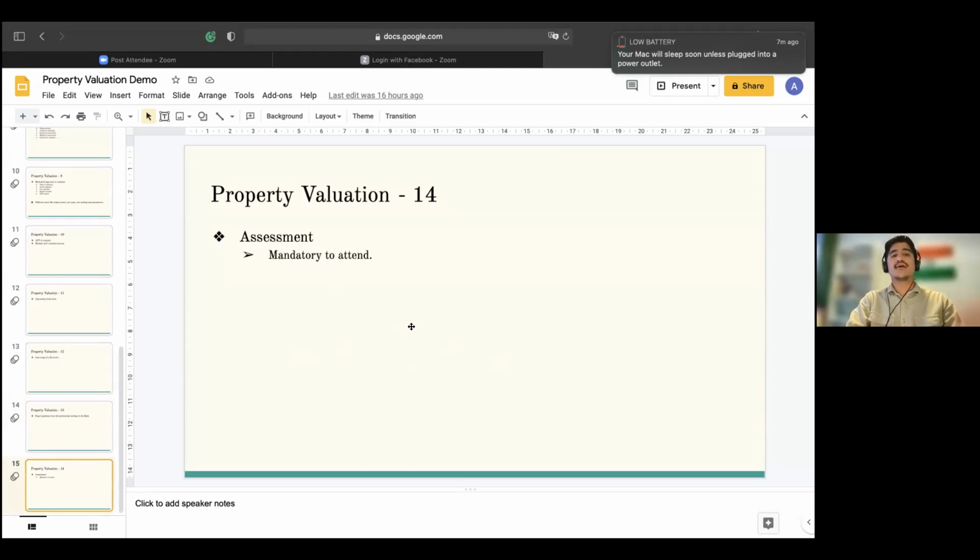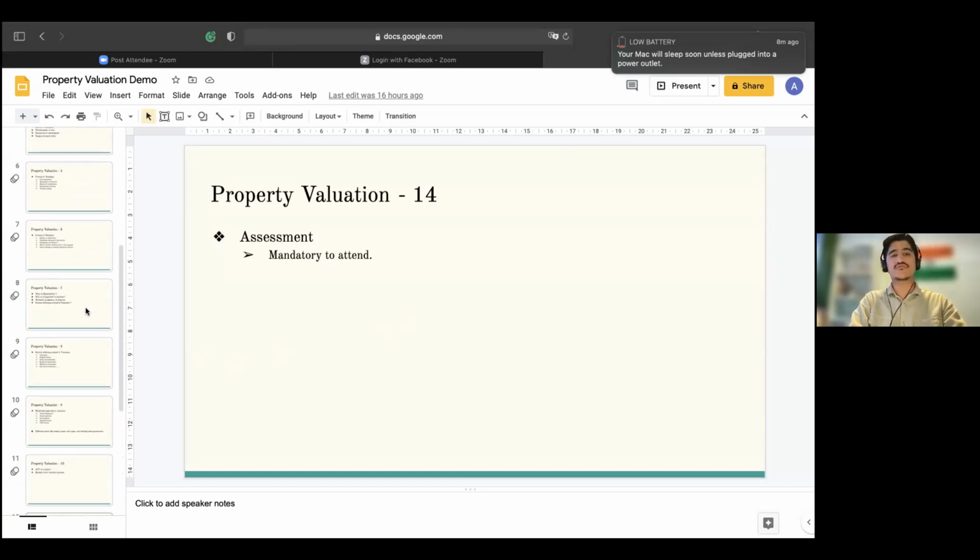And on day 14, we'll do an assessment of whatever we have learned in our particular course. This will be mostly an oral assessment, no written assessment this time. I will practically show you some properties, and I will try to gauge how much you have learned throughout these 13 days. So this will be on day 14, and that's how our course is going to be.